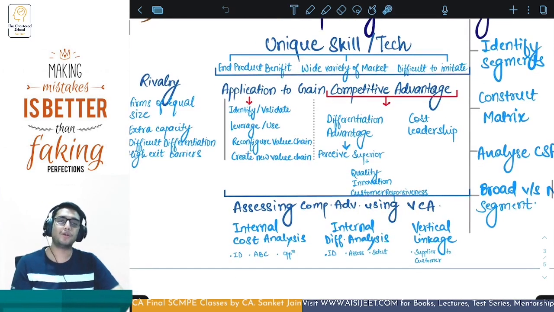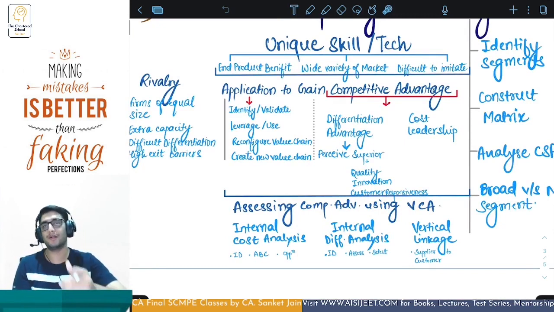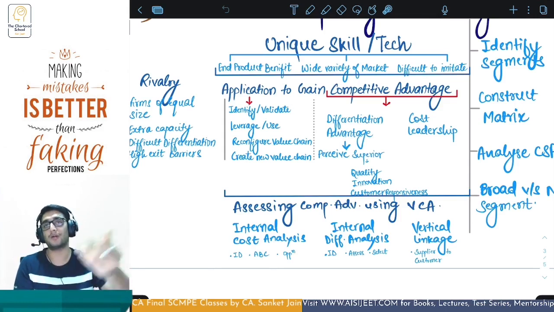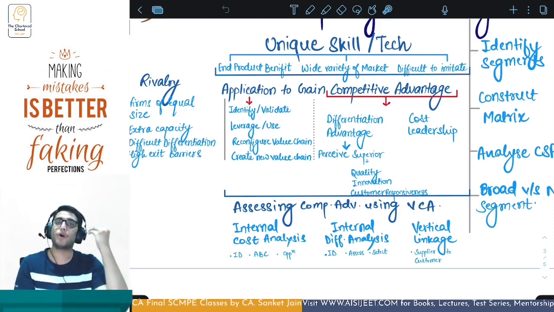Under cost leadership, it would be very simple: you want to reduce the cost so that you can sell at a lower price than the competitors, or you are selling at the same price as the competitors but with higher value. Higher value as in providing more value to the customers using your product. A better quality product at the same price as the competitors. That would be cost leadership.